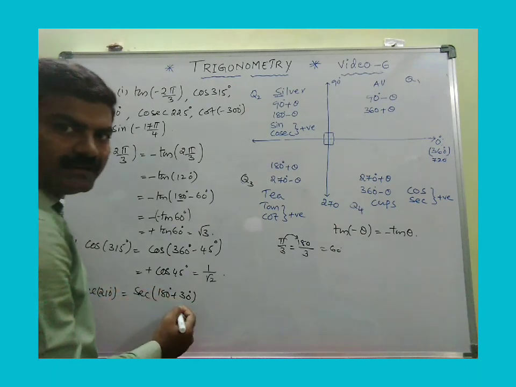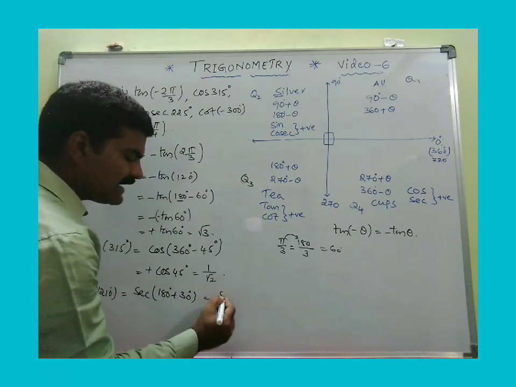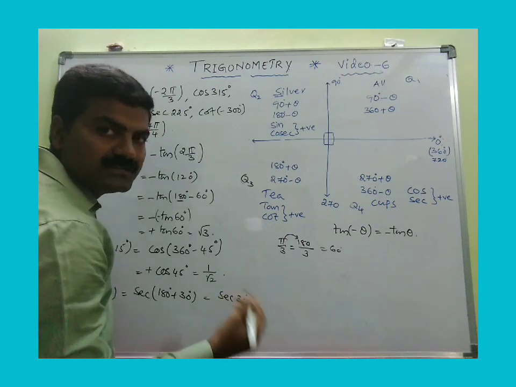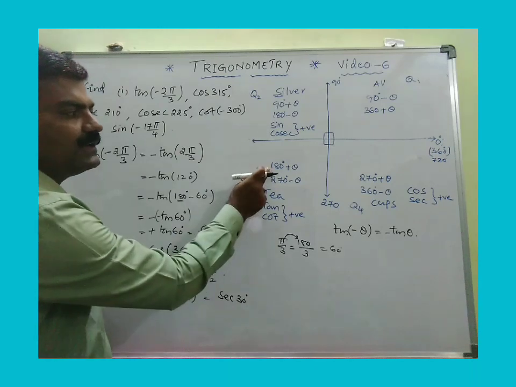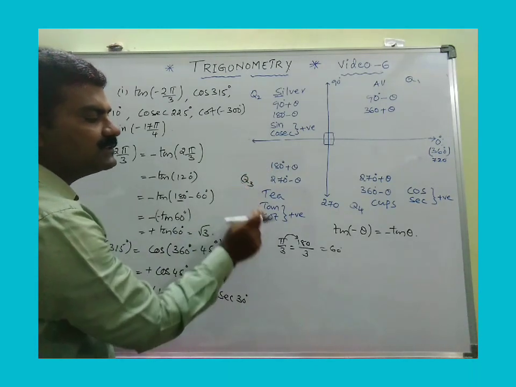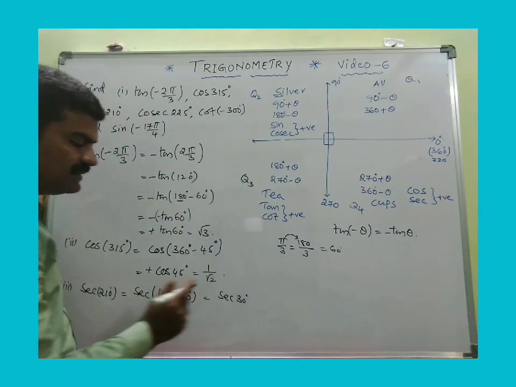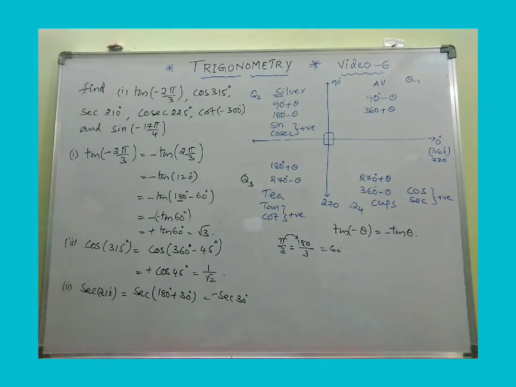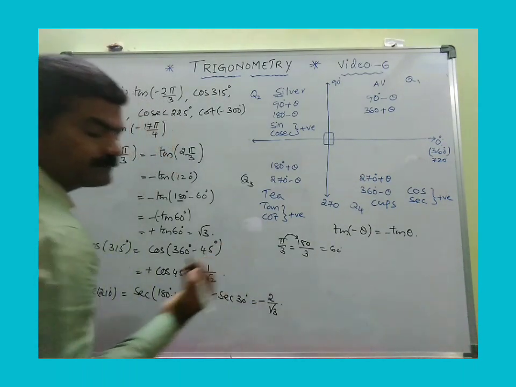So now secant of 180 plus theta. First, because of 180, secant is as usual secant itself. There is no change. Now the next question: 180 plus theta is in the third quadrant. In the third quadrant, only tan and cot are positive, but here there is a secant. Hence it is minus secant 30. Can you guess what the secant 30 value is? Minus 2 by root 3.